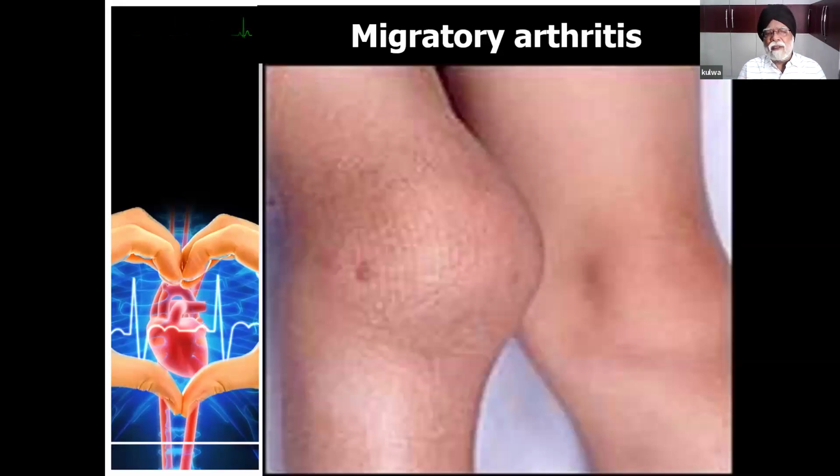So this swelling is shifting in nature, migratory, written as migratory arthritis. Migratory arthritis is when the pain shifts from one joint to another. Abrotanum and Pulsatilla are the best medicines for this kind of migratory arthritis.